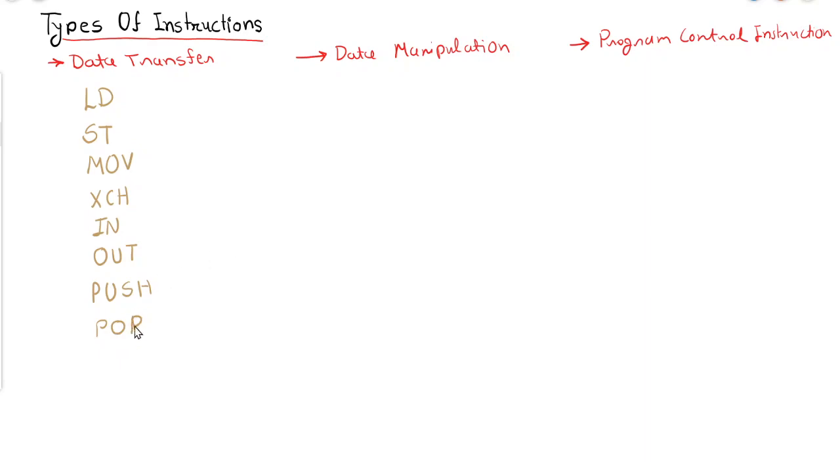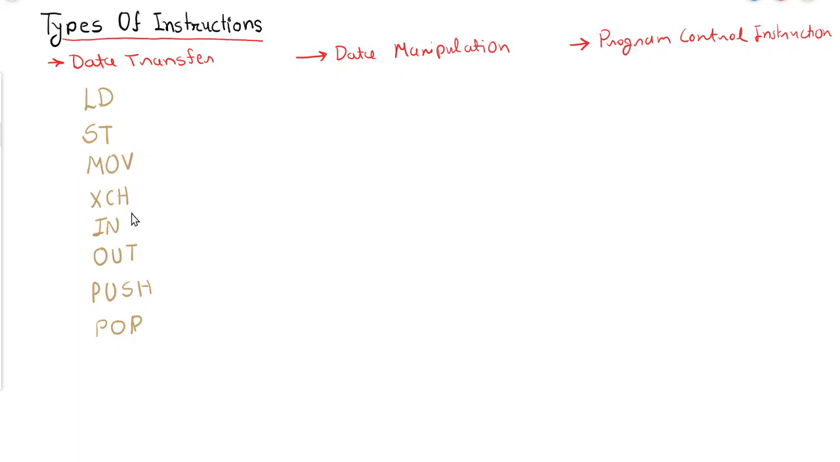Okay, so load is used to retrieve data from memory to register. Generally load is used to retrieve data from memory to register or accumulator. Then store is generally used to transfer data from accumulator to memory. Move is used to move the value from source to destination: register to memory, memory to register, or register to register. Exchange is used to swap two values. It can be between two registers or a register and a memory.